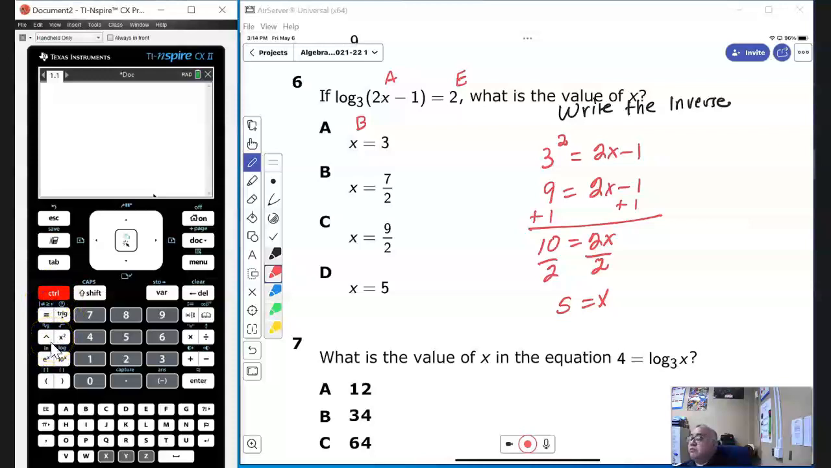Now if you want to check this, all you have to do is go to your calculator, type in log. Of course, you know the base is 3. And then substitute 2 times 5 minus 1. And if we did it correctly, we should get 2 as our answer here. And we did. So this part of the review, we're dealing with logarithms.